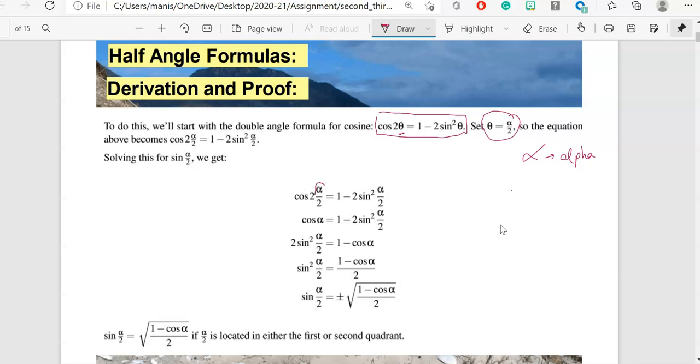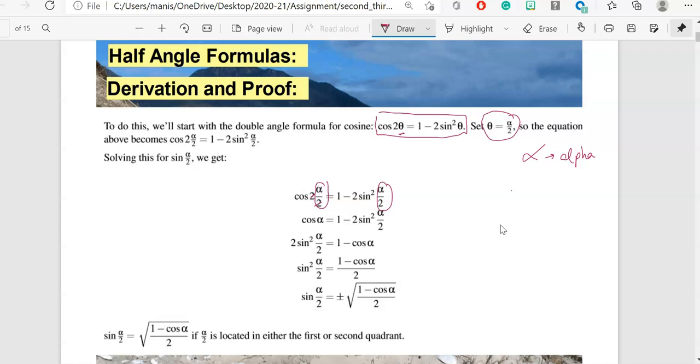So I have alpha over 2 in place of theta. I have 1 minus 2 sine square, and theta is alpha over 2. After this, in this part over here, this 2 and 2 get cancelled out. I'm left with cosine alpha is equal to 1 minus 2 sine square alpha over 2.